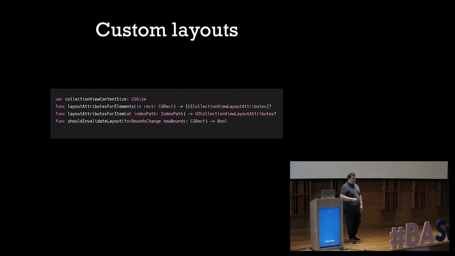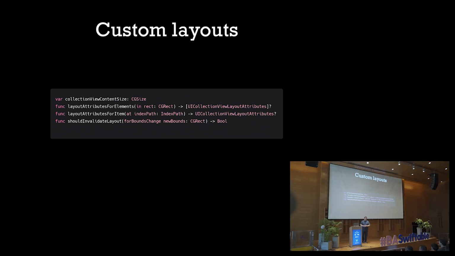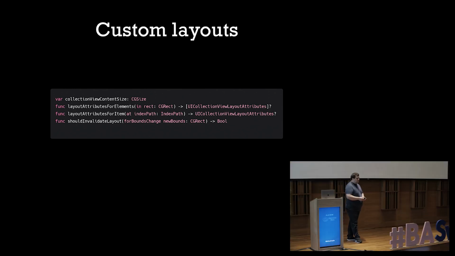And finally, there's this method, shouldInvalidateLayout, and this will be called almost every time. Here we have to decide if we want to invalidate the current attributes for all the elements, or we want to keep using what we have. And this is called almost everywhere. It's called even when we scroll in the collection. So it's kind of important to have this in mind. We don't want to process a lot of things on every scroll, for example.